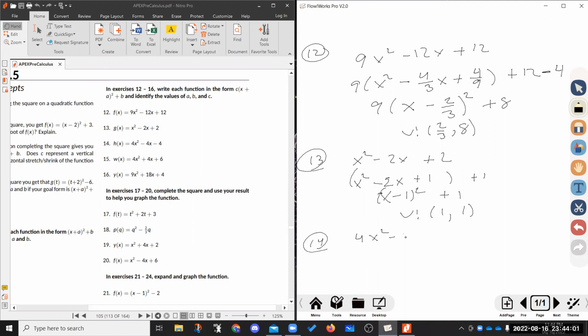4x squared minus 4x minus 4 is going to be 4 times x squared minus x minus 1. Half of my middle number squared is 1/4. 4 times 1/4 is 1, so I need to subtract 1. 4 times x minus 1/2 quantity squared minus 5. My vertex is at 1/2, -5.